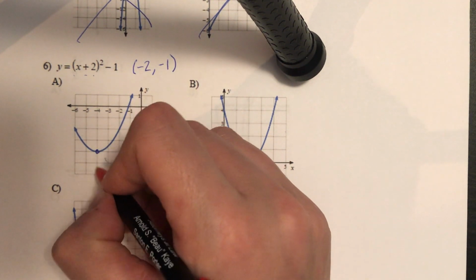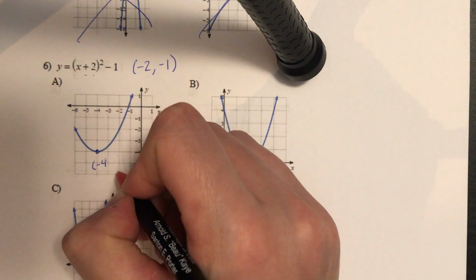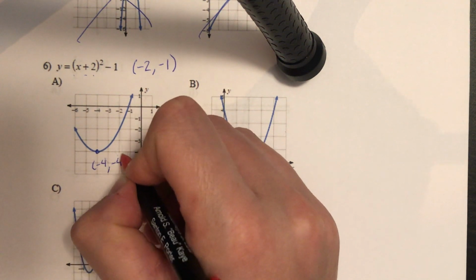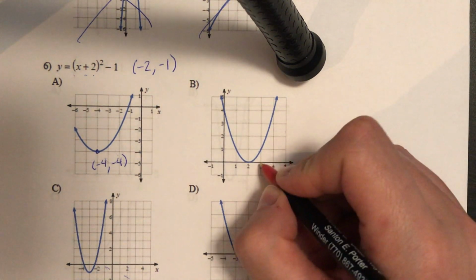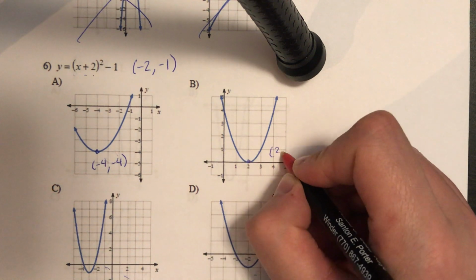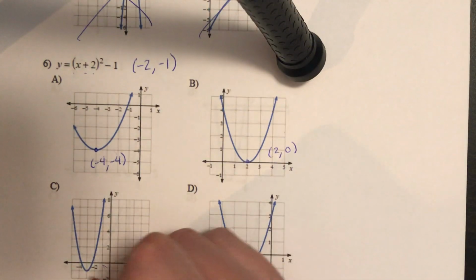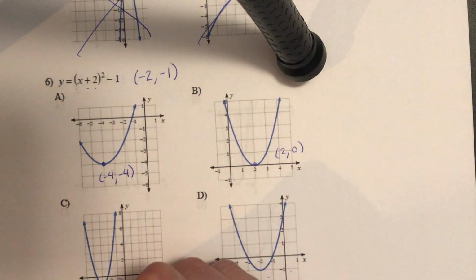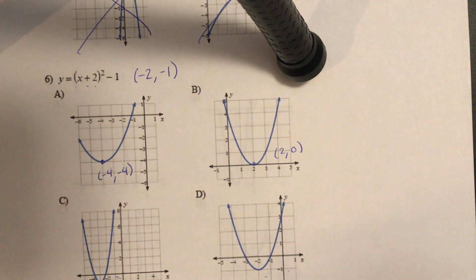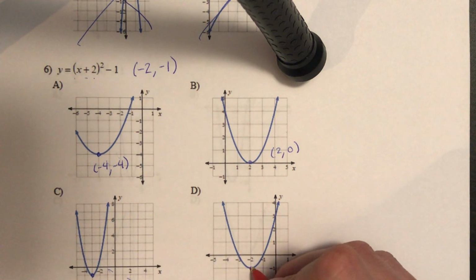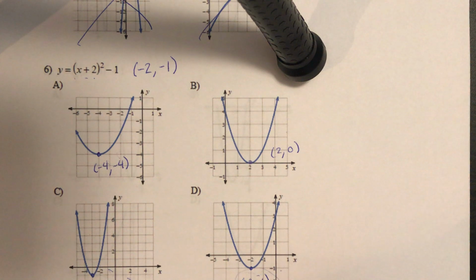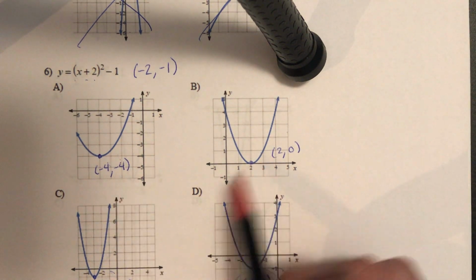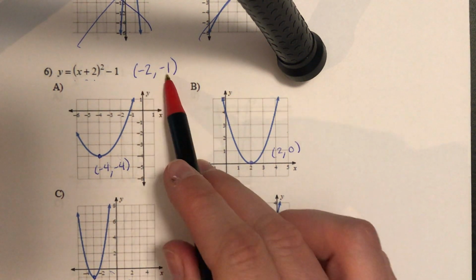My vertex for this one is -4, -4. My vertex here for this one is 2, 0. My vertex for this one is negative 3 comma negative 1. And my vertex for this one is negative 2 comma negative 1. So this one is the one I'm going to use, because all these others do not have a vertex of negative 2, negative 1.